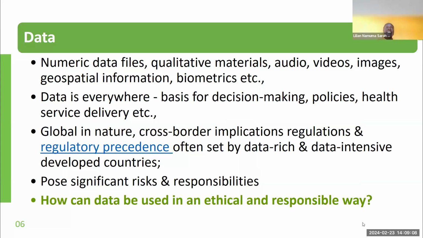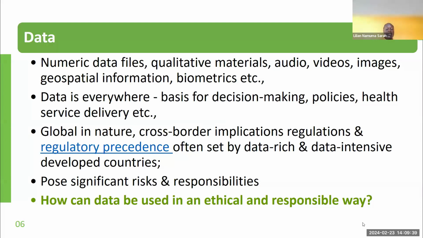So looking at data in different forms, we can have numeric data files. We can have qualitative materials, the interview scripts, whether from key informant interviews, semi-structured interviews, or focus group discussions, all those narrations, storytelling, and the audios, the videos, the images, the geospatial information, biometrics. All this is part of data, and data is global.